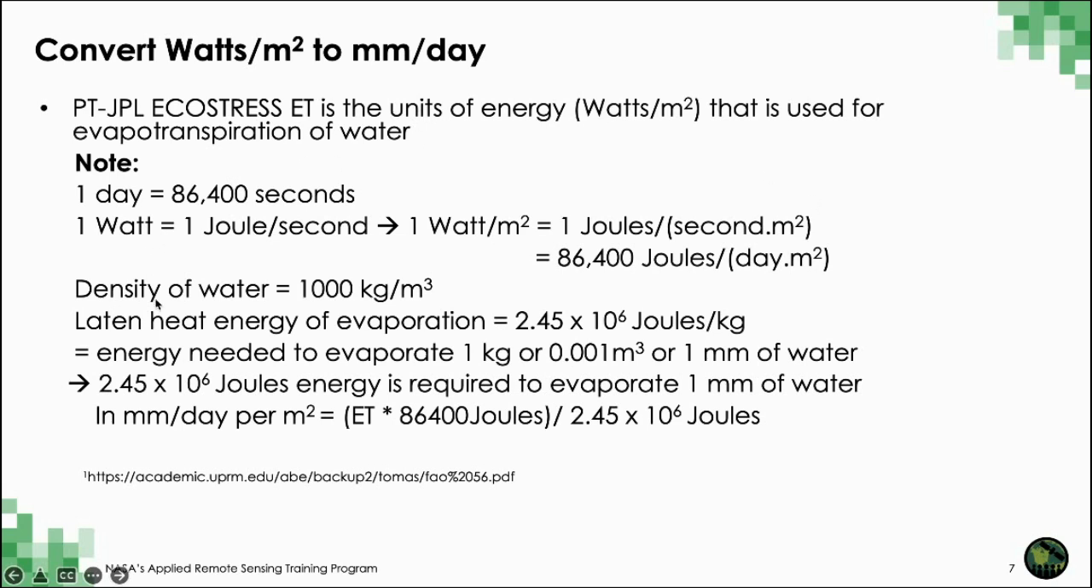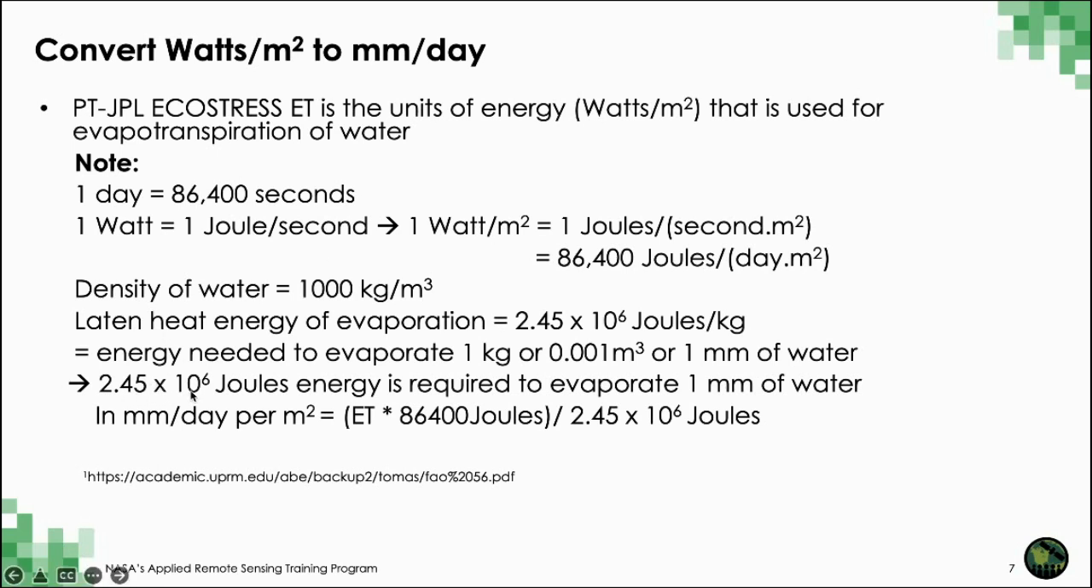As we know, the density of water is 1,000 kilograms per meter cubed. And the latent heat energy of evaporation is 2.45 times 10 to the 6 joules per kilogram of water. This is actually at 20 degrees Celsius, so it has temperature dependence, but it is more or less 2.45 to 2.5 megajoules per kilogram. This is the energy needed to evaporate 1 kilogram of water. Based on the density, 1 kilogram of water would be a volume of 0.001 meter cubed, or 1 millimeter of water depth over a meter squared of area. So that's the conversion that we use.